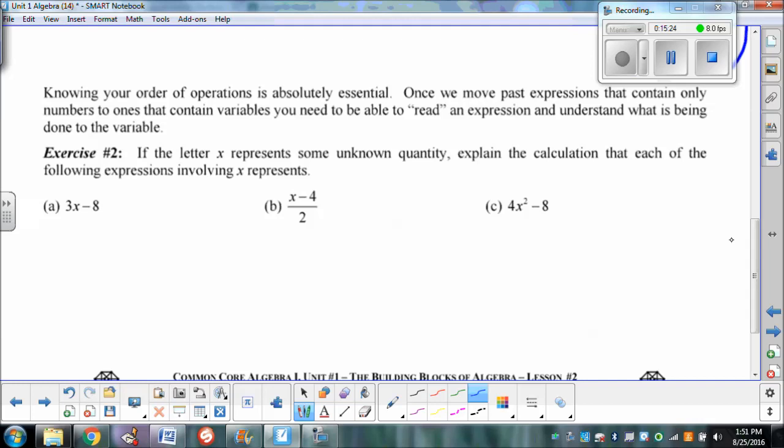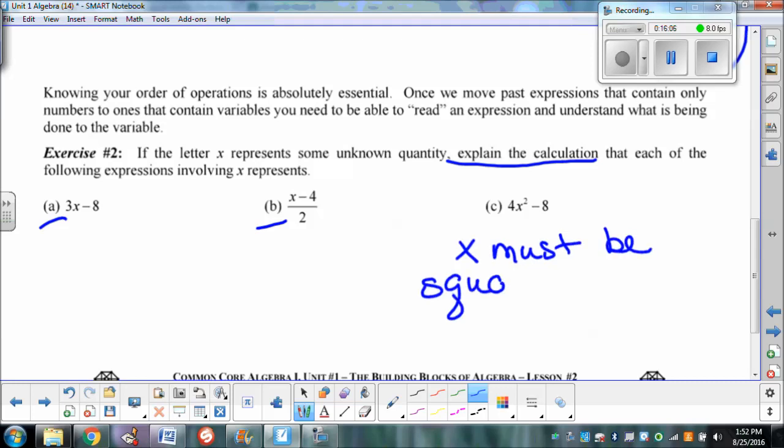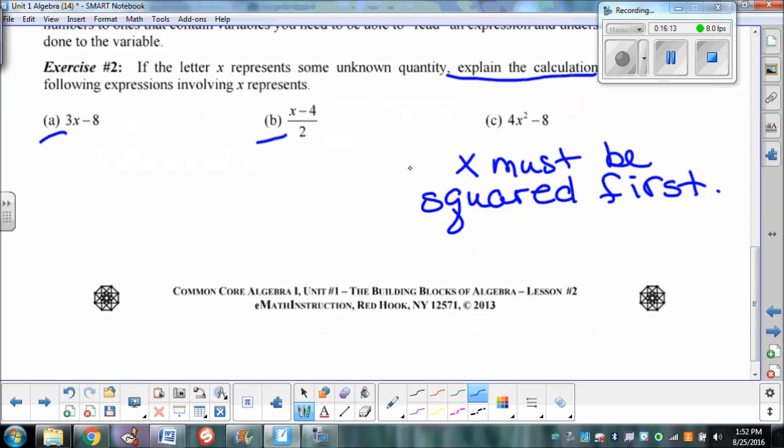So you're going to do A and B on your own and come to class with them done. This one says, if the letter X represents some unknown quantity, explain the calculation that each of the following expressions involving X represents. So if I'm going to explain it, that means I have to use my words. What would be my first step here? This is 4x squared minus 8. X must be squared first. Just the X. That 4 is not being squared.